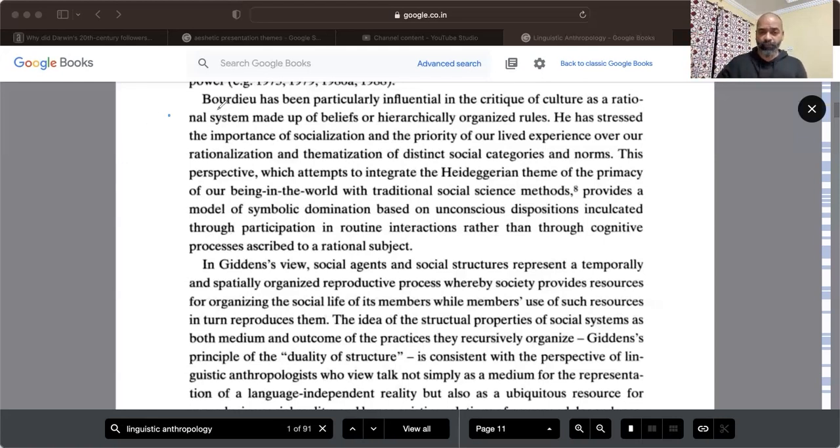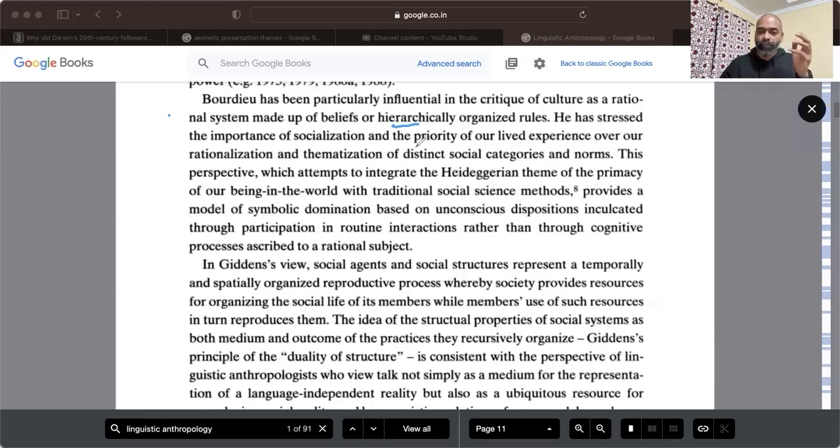So anyway, for example, if you start reading from here, Bodo has been particularly influential in the critique of culture as a rational system made up of beliefs or hierarchically organized rules. Okay, so already slightly tricky, isn't it? First sentence itself. And when you come across words like these, students who are not used to reading complex stuff, the word doesn't roll over very neatly in your head. So remember, you don't get marks for pronouncing the words correctly.